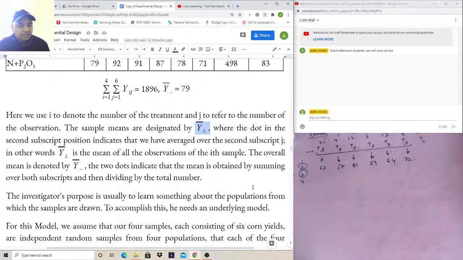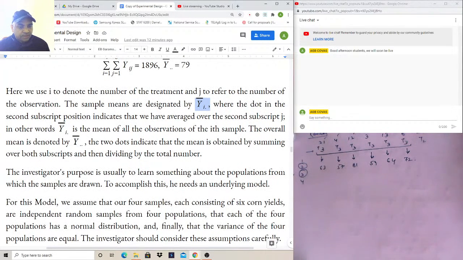The overall mean is denoted by y bar dot dot. The two dots indicate that the mean is obtained by summing over both subscripts and then dividing by the total number. Okay. So, the investigator's purpose is usually to learn something about the population from which the samples are drawn. To accomplish this, he needs an underlying model.